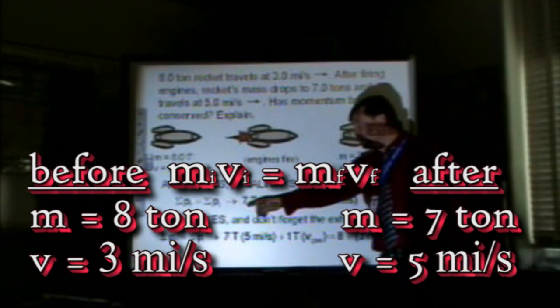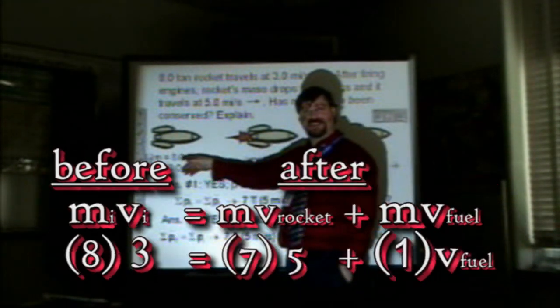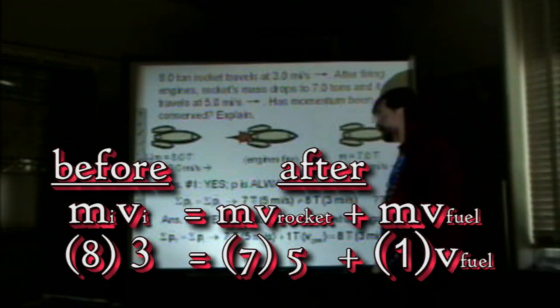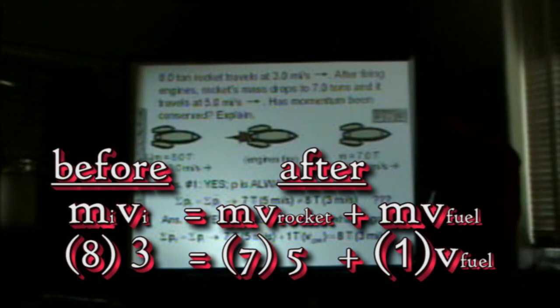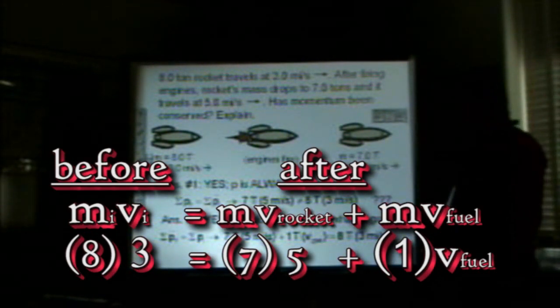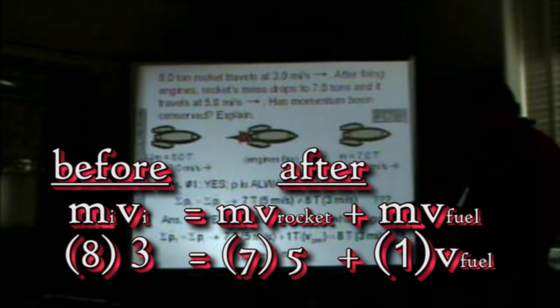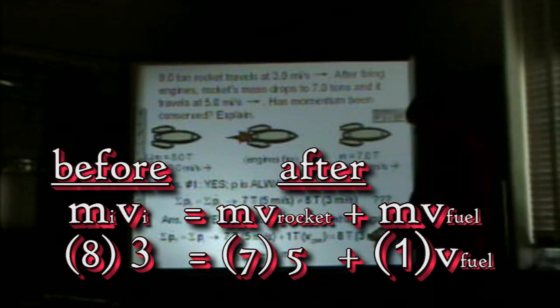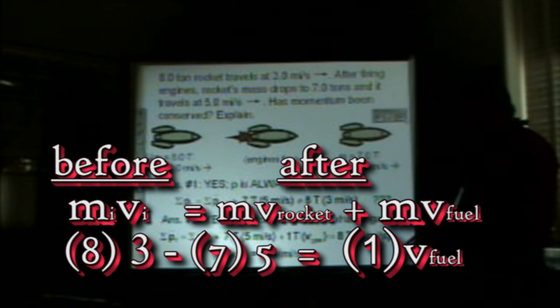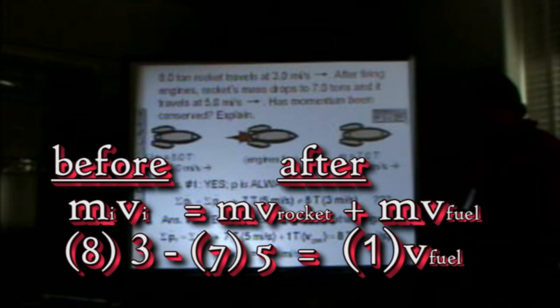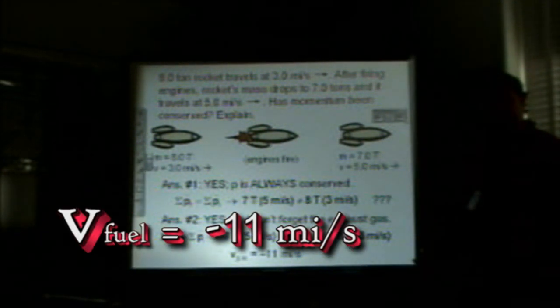So our final momentum is not just the rocket ship. It's the rocket ship and the fuel. We lost a ton of fuel, and the fuel itself was thrust with a velocity. And we can solve it. We have 8 times 3 minus 7 times 5, divided by 1, and we get negative 11 miles per second for the exhaust gas's velocity.